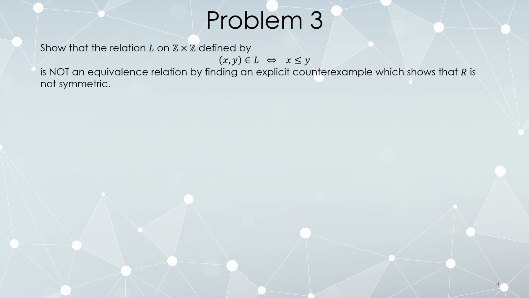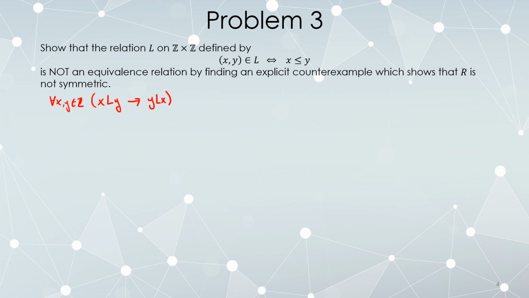Moving along, we have the relation L, still defined on the integers, and the definition is the integer x is related to the integer y when x is less than or equal to y. We're supposed to show this is not an equivalence relation by finding a counterexample to show that it is not symmetric. Now, symmetry would say that for every x and y in the integers, if x is related to y, then y is related to x.